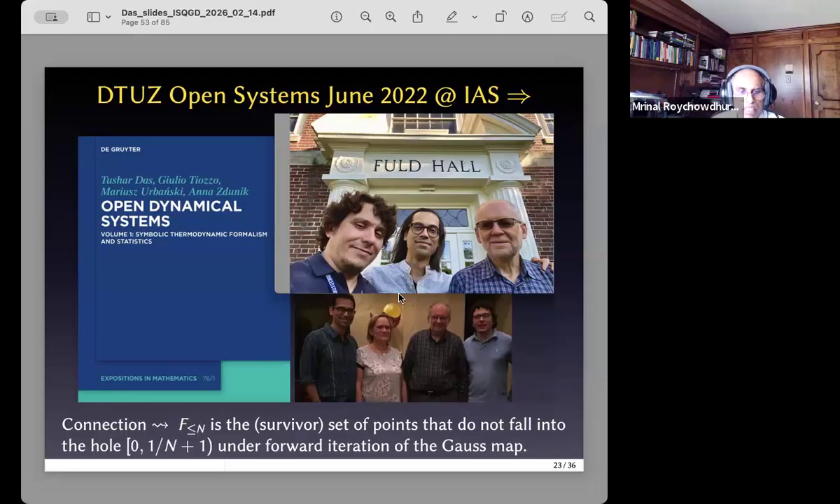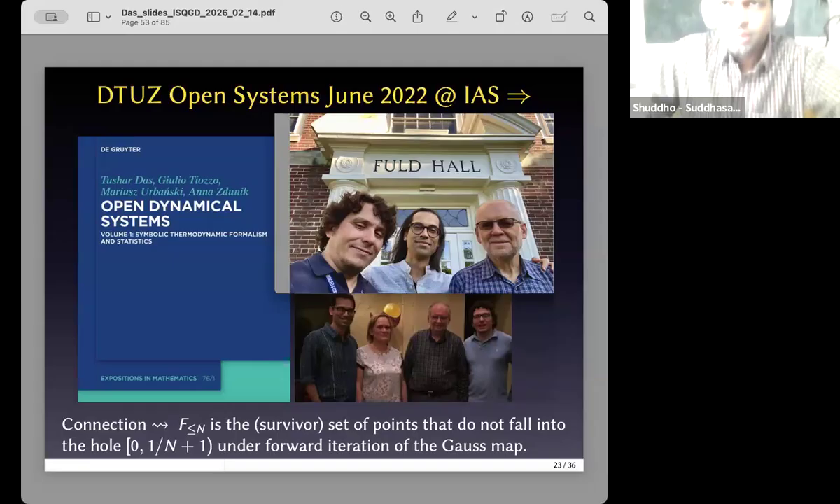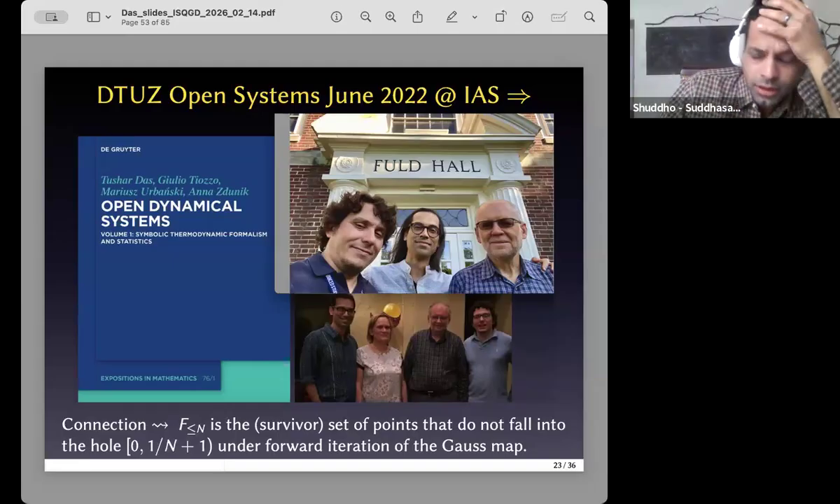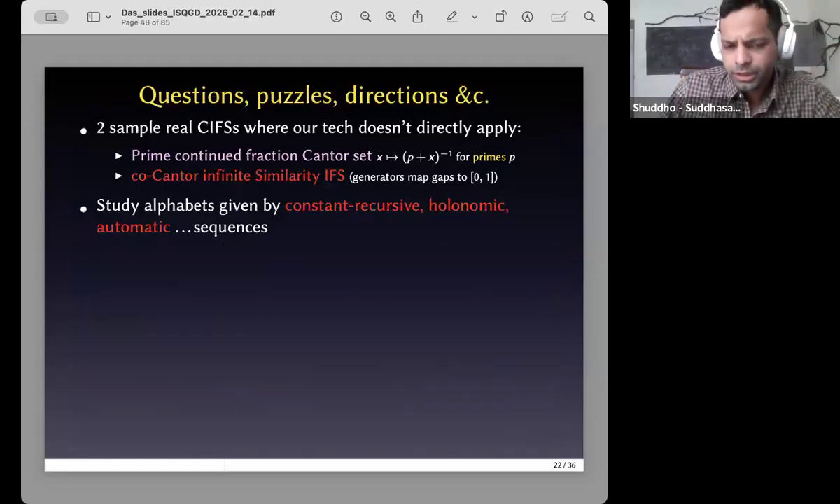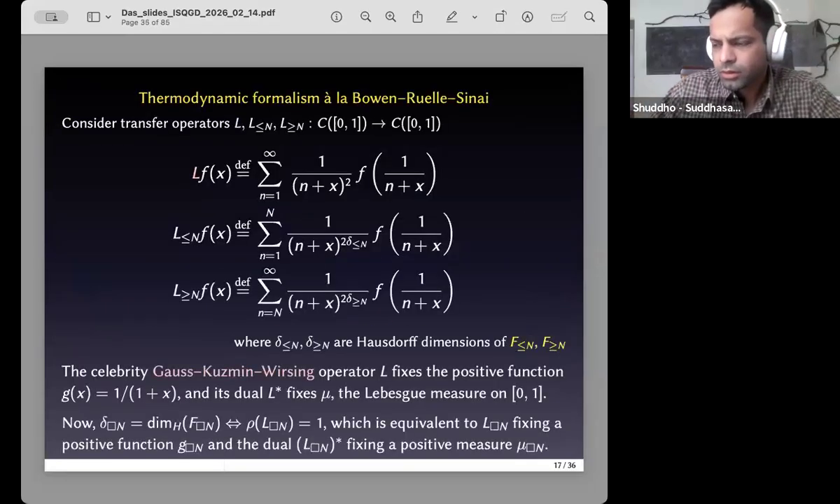Thanks to the speaker. Any questions? I had a question. Yeah, please. Yeah, thank you for the very interesting talk. I missed the part about the connection to the thermodynamic formalism, but if you don't mind repeating the connection, do you connect the Hausdorff dimension to entropy or pressure?